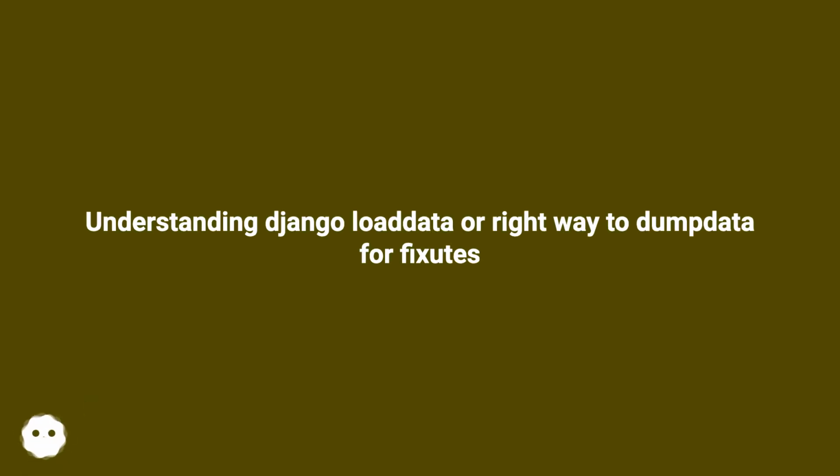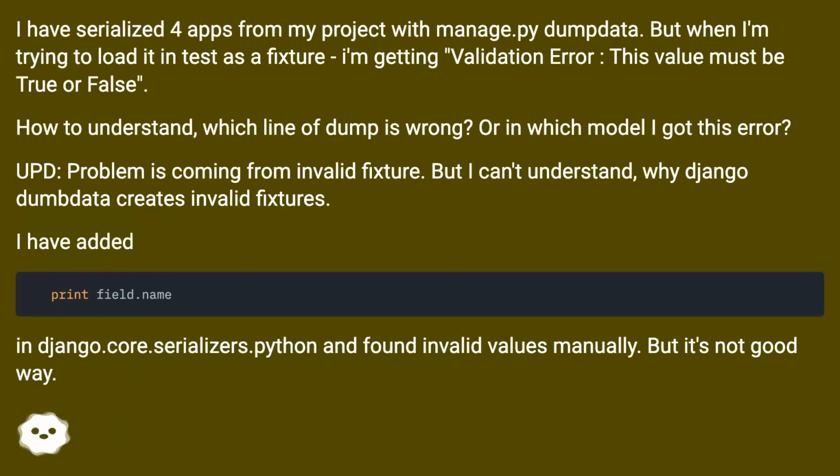Understanding Django loaddata, or the right way to dump data for fixtures. I have serialized 4 apps from my project with manage.py dumpdata. But when I'm trying to load it and test it as a fixture, I'm getting a validation error: this value must be true or false. How to understand which line of the dump is wrong, or in which model I got this error?